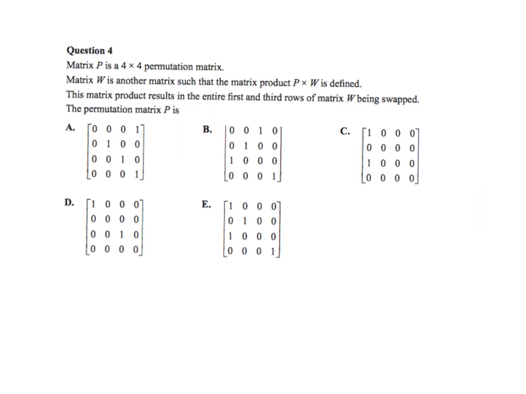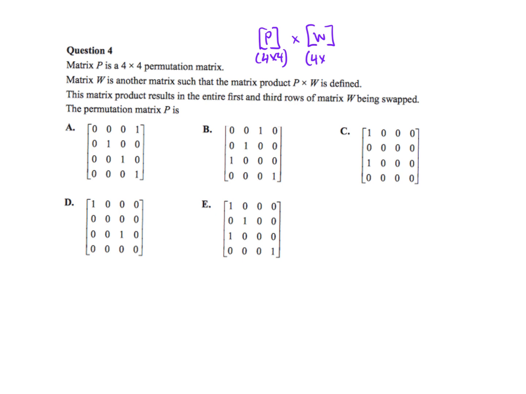The matrix P is a 4x4 permutation. The matrix W is another matrix such that the matrix product P times W is defined. So, okay, that's good. So we know if we've got matrix P, and they said that's a 4 by 4, and they said they're going to multiply it with W, and they're saying it's defined, so I know that's definitely a 4. And the matrix product will result in the entire first and third column of matrix W being swapped, and the permutation matrix for that is.